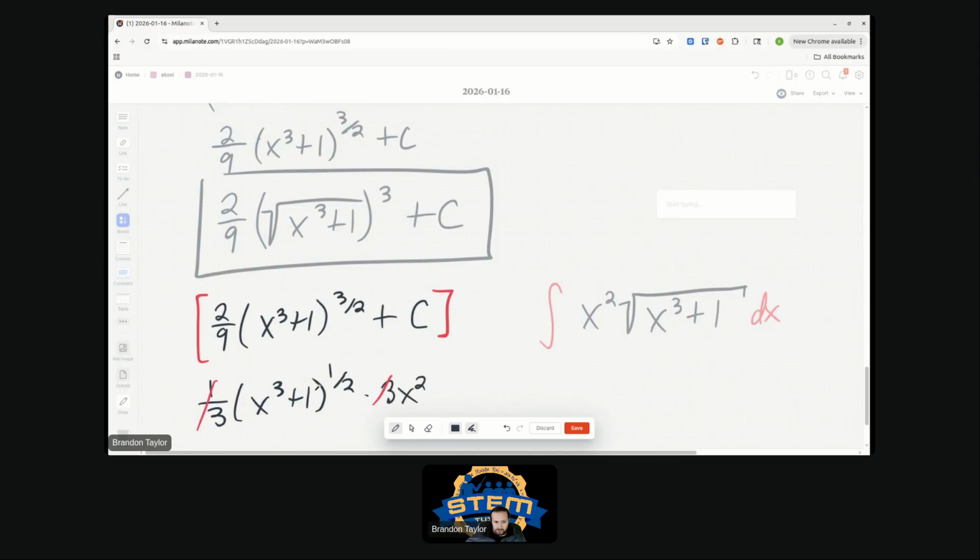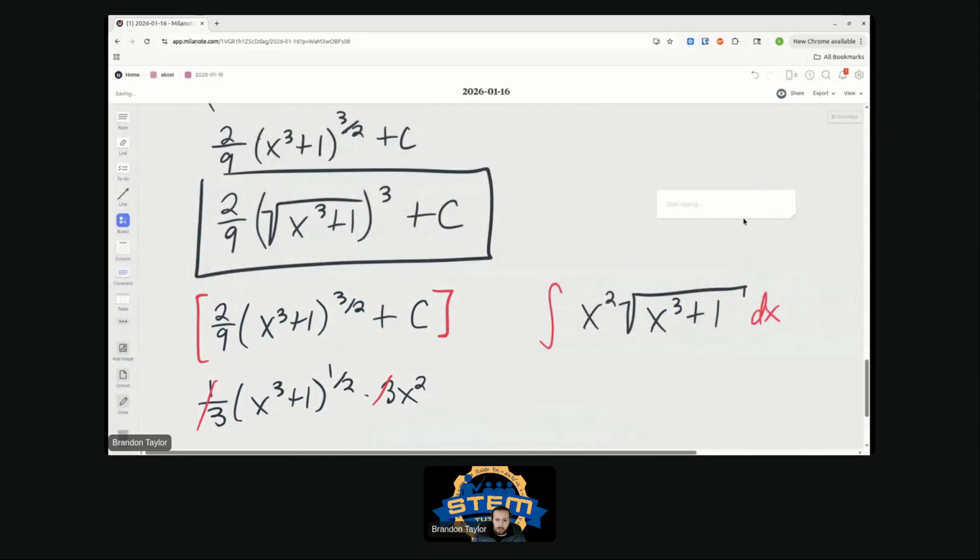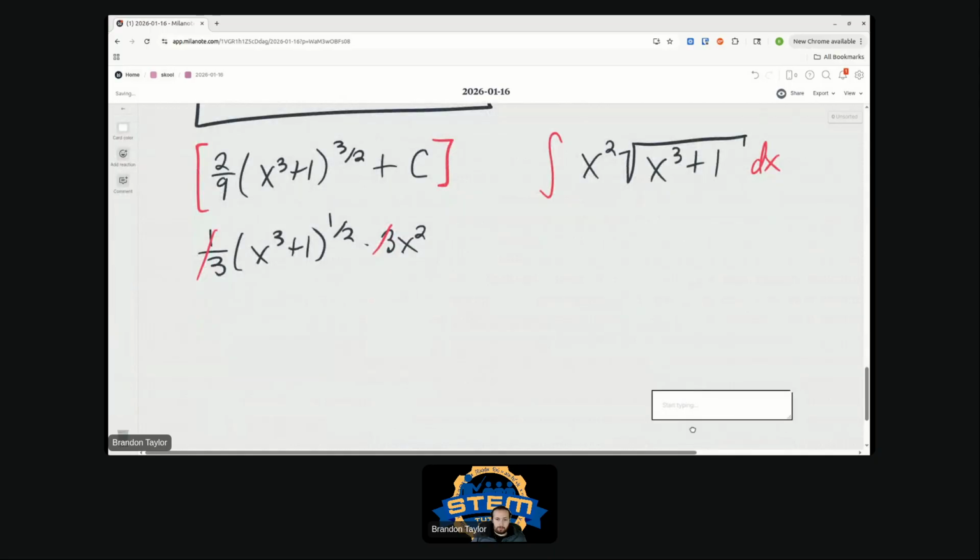The 3 and the 1/3 cancel out. You get what we started with. Hopefully that's clear. X squared square root. So that checked out. So there you go. Another problem solved with U-sub.